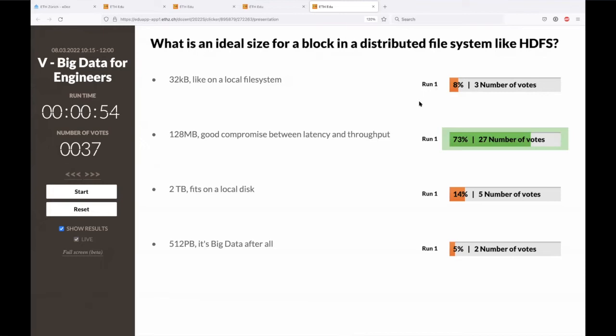2 terabytes, that's too big. Right? You would have 1 block per machine. It's not flexible. That doesn't allow you to spread blocks over a cluster. 500 petabytes, it's impossible, doesn't fit on a machine. 32 kilobytes, that would be way too small.